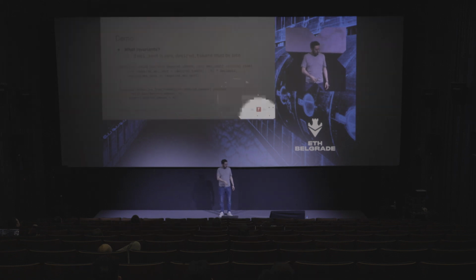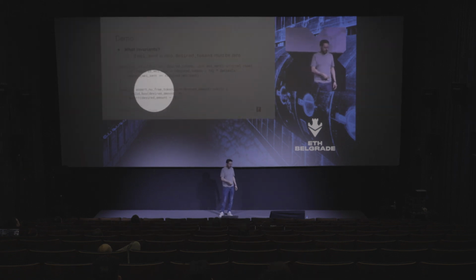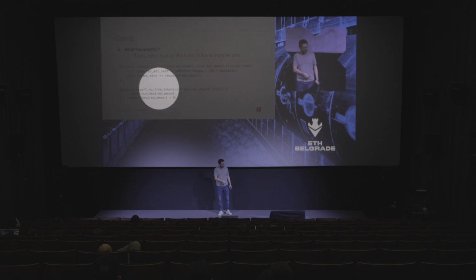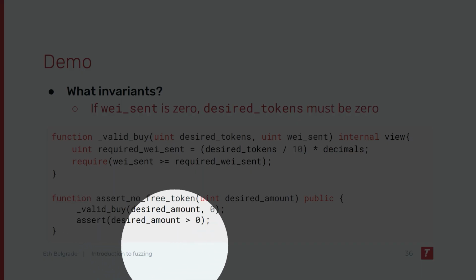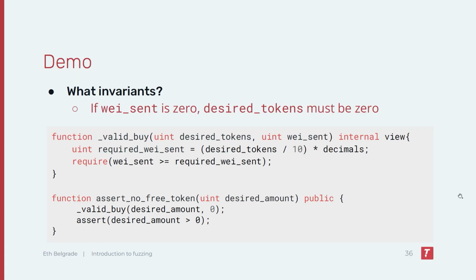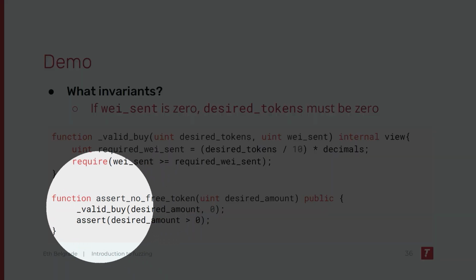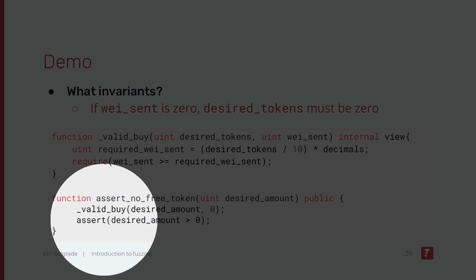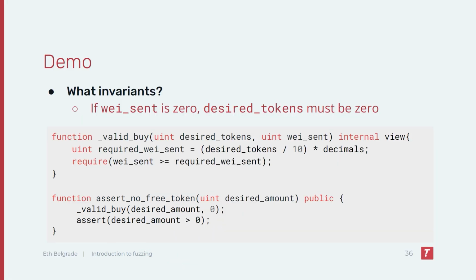So here is how you can define the invariant, with a caveat, because I updated the slide yesterday and there is a bit of a typo. Here it should be assert desired amount is equal 0. This is why you don't update the slide the day before the presentation. But basically the idea is that you call the function and you check the invariant: if you send 0 ether, it should be 0 token.